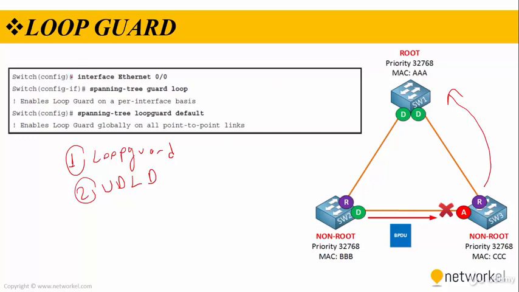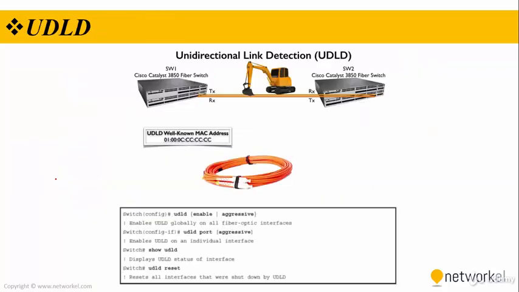Here's how we can configure loop guard too. We go to interface mode by typing interface, for example, the name of the interface, that's Ethernet 0/0 for this example, and we type spanning-tree guard loop, which enables loop guard on a per interface basis. If we type spanning-tree loopguard default in config mode, that enables loop guard globally on all point-to-point links.